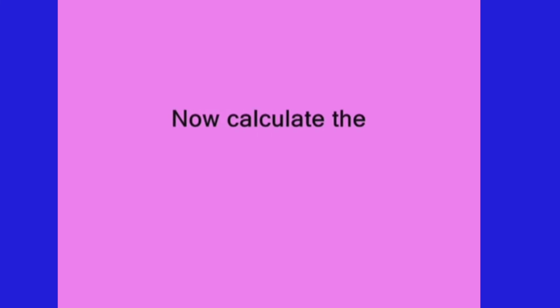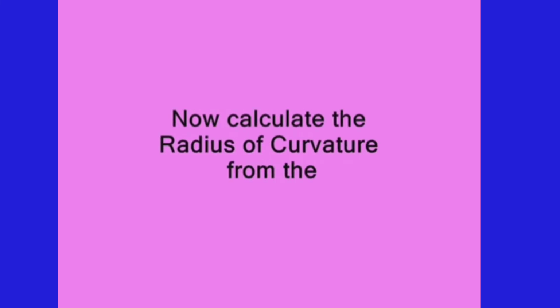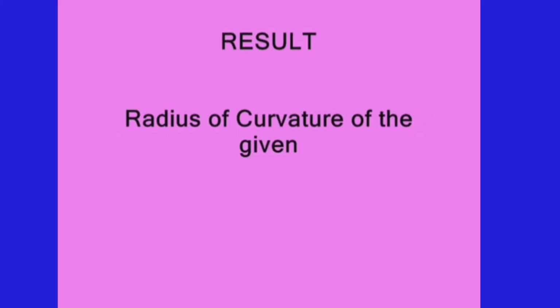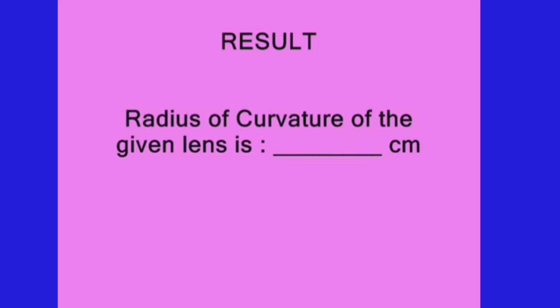Now once again we have to calculate the radius of curvature from the graph also, by taking the m value and n value and the corresponding dm square and dn square values. So finally we got the radius of curvature of the given lens, that is 100 centimeters.